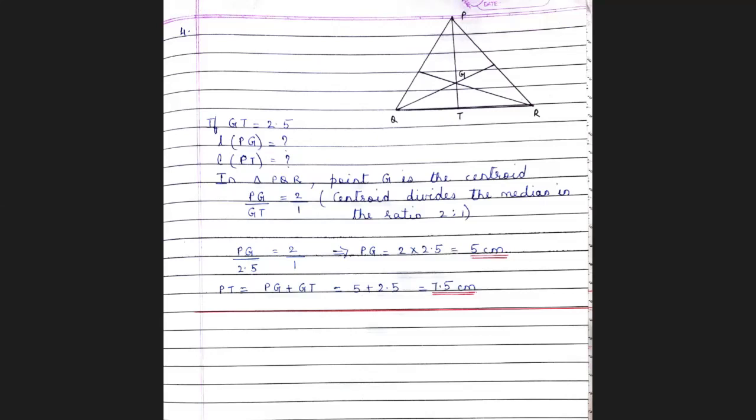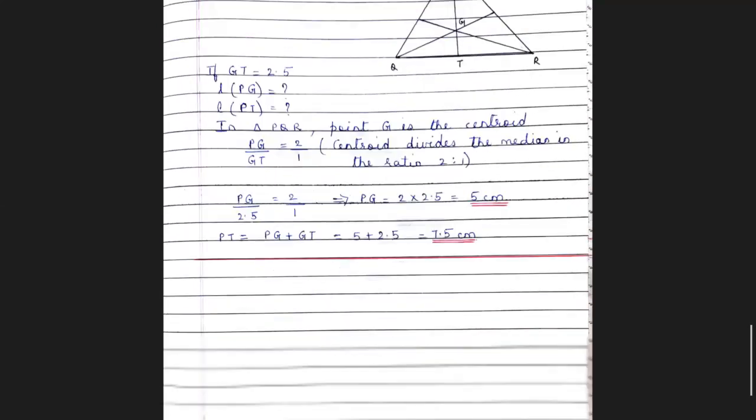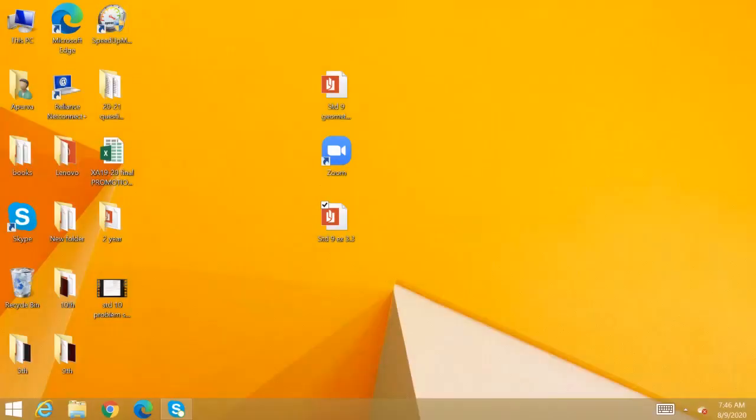Substituting the values, PG we have to find out. GT we are given 2.5 equal to 2 upon 1. By cross multiplication, PG into 1, PG equal to 2 into 2.5, which is 5 centimeter. So PG equal to 5 centimeter, GT you are given 2.5. When you add 5 plus 2.5, you get PT equal to 7.5 centimeters. Okay, so we have got both the values that they have asked. So with this, we finish question number 4 of your exercise.